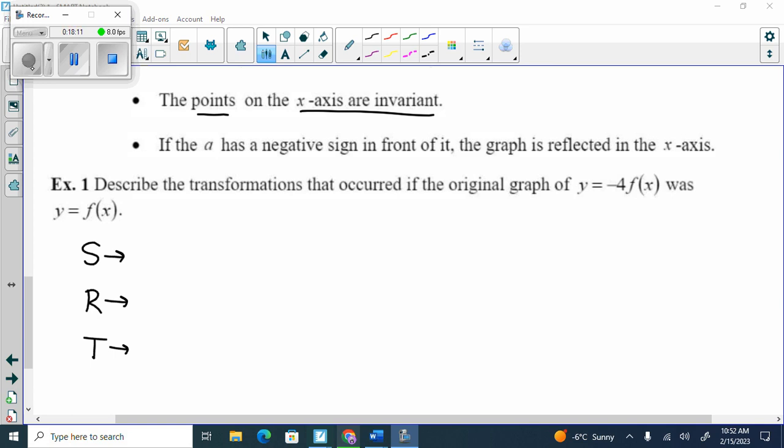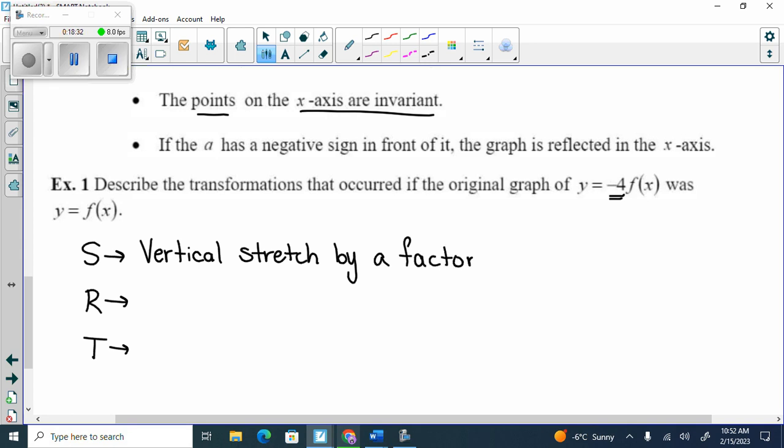So, do we have any stretches here? Yes, the moment we have a 4 in front, we have a stretch, correct? So we say it's a vertical stretch, no short form. Vertical stretch by a factor of 4. You don't say -4. The negative is not a stretch. The negative is a reflection. And what axis is our vertical stuff about? About the what? X-axis.